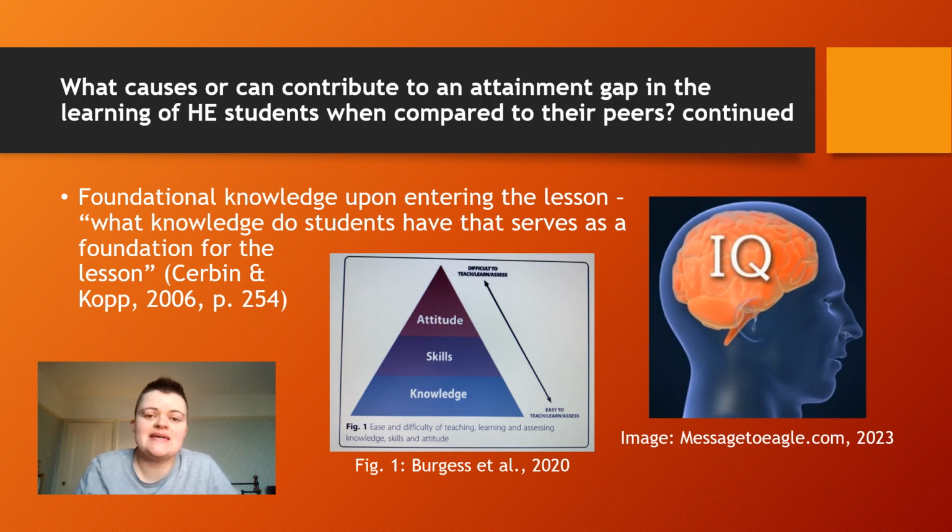Another factor that can affect the attainment gap of learning between higher education students is foundational knowledge upon entering the lesson. Each student will already have a different amount of knowledge to each other about the subject on which you're about to teach, and therefore they will be at different advantages based on that. Under Burgess et al.'s triangle diagram, that would obviously come under knowledge.